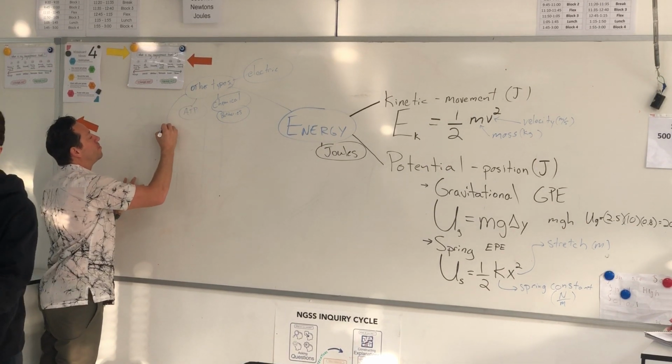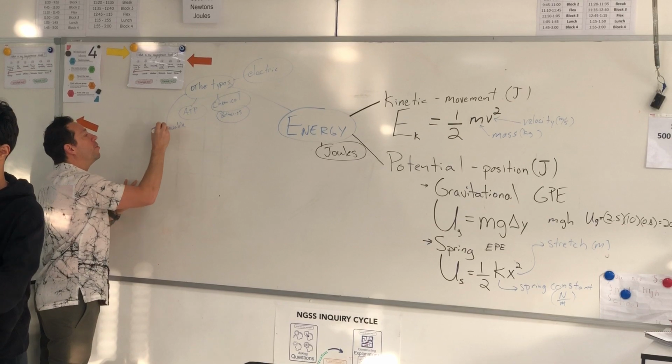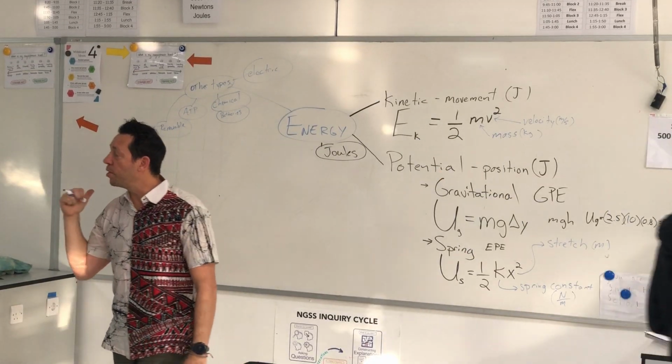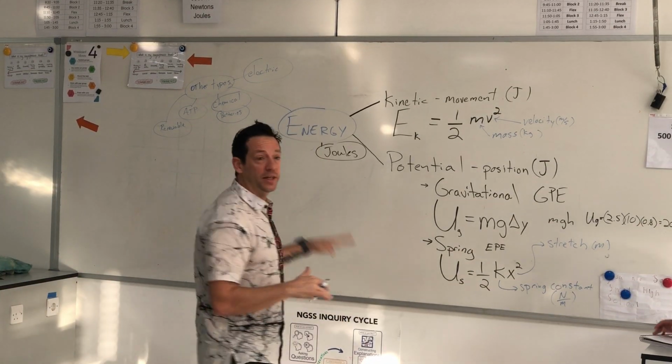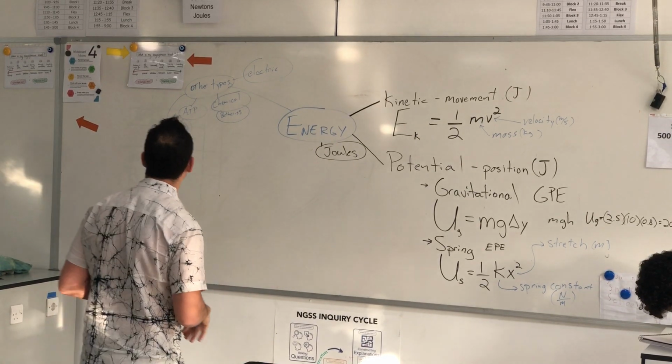Renewable energy. Renewable energies are different ways to get energy. We hit renewable energies a lot when we get into electromagnetism, because all renewable energies use electromagnetism to make energy.